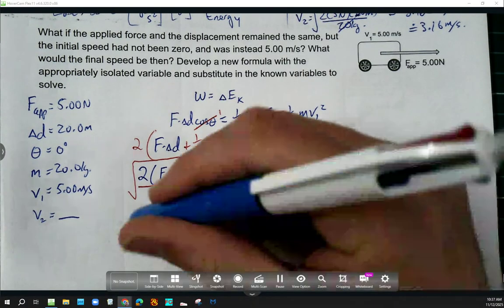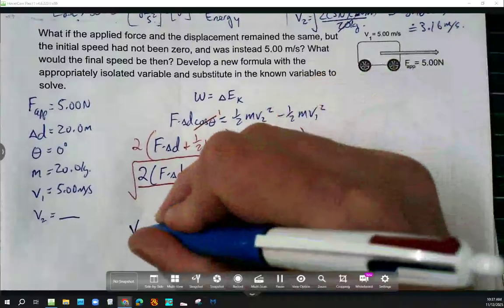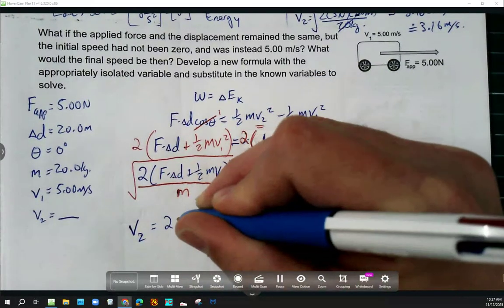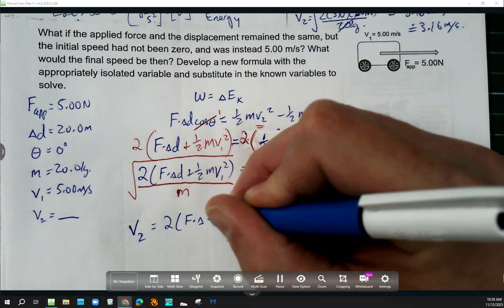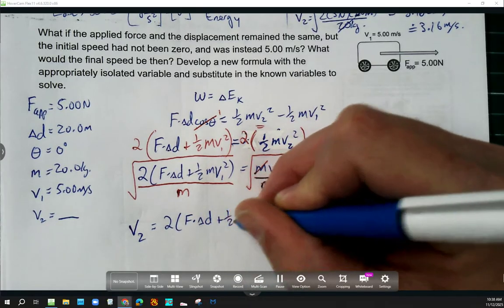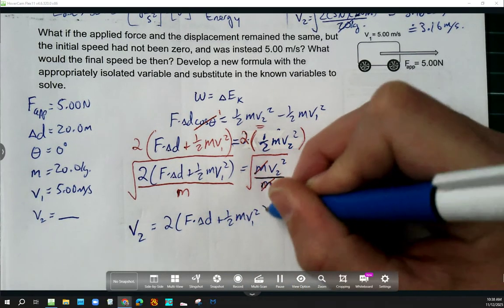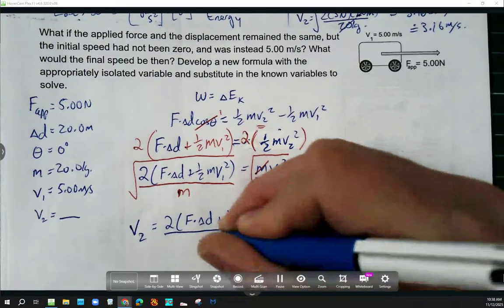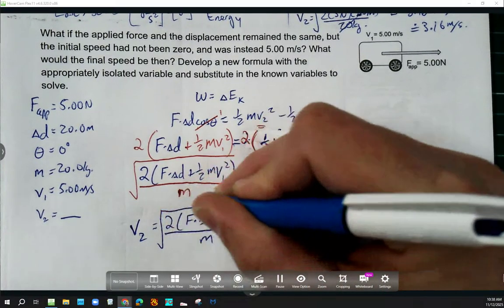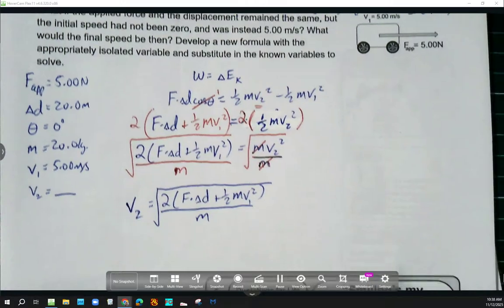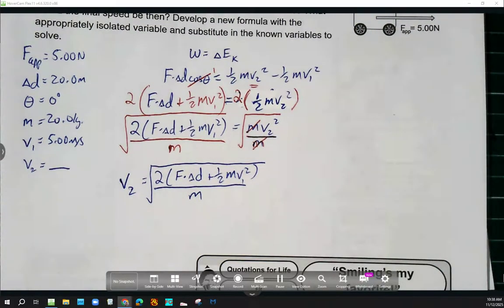Now that brings us down to this form. V2 is equal to the square root of the quantity 2 times force times displacement plus 1/2 m v1 squared, all divided by m. I guarantee you, at the beginning of this course, that would have looked like, oh my gosh, that's a lot. If it feels better now to look at that, that's good. That's progress. If it doesn't feel better, then we should talk. But we should be more comfortable with the algebra at this stage.